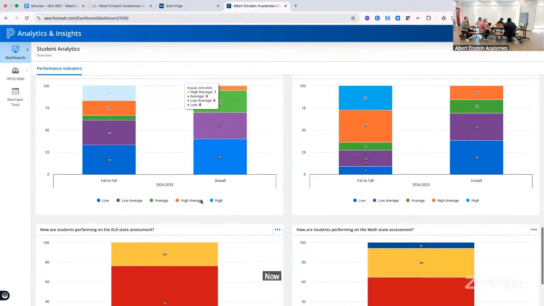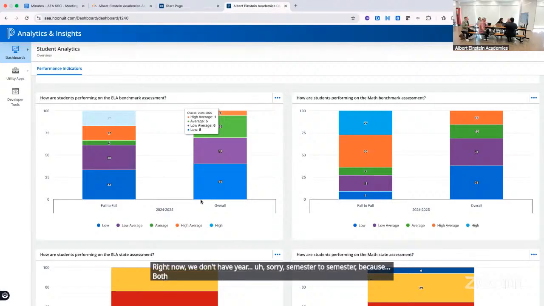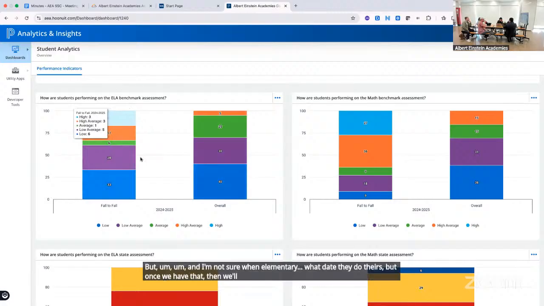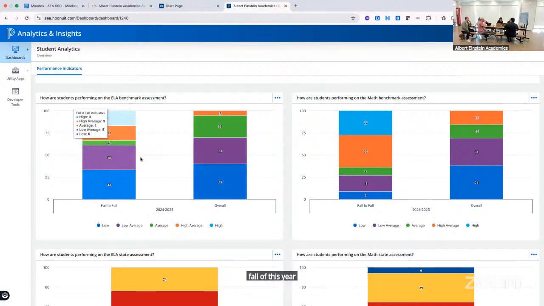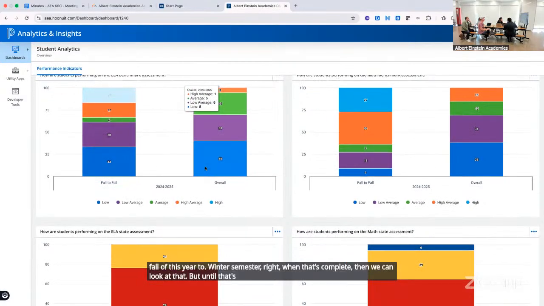Now, this benchmark assessment, I believe this is our MAP data. Right now, we don't have semester to semester because both schools have not completed the second MAP assessment. Both schools have completed the first semester diagnostic assessment. And I know some of our grade levels already did math, but I'm not sure what date they do theirs. But once we have that, then we'll have a comparison from fall of this year to winter semester, right? When that's complete, then we can look at that. But until that's complete, we won't have that data.